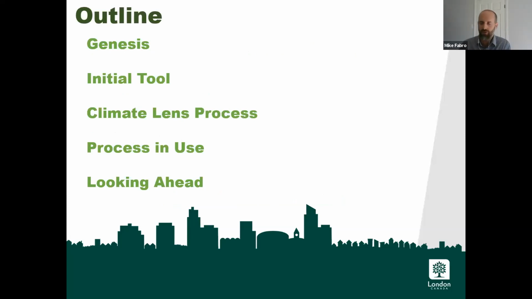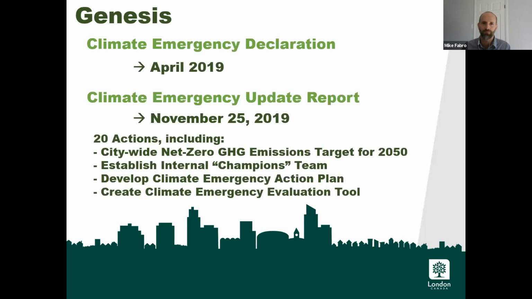Okay, so a little bit about what I'll hit over here. Genesis, so just how this all came about for us in the City of London. Talk about the initial tools, or our initial crack at how to satisfy the requirements. Then we'll give you some details on how it evolved into what we're now calling the climate lens process. And then a few examples of the process in use and where we're going with it and what we can expect looking ahead.